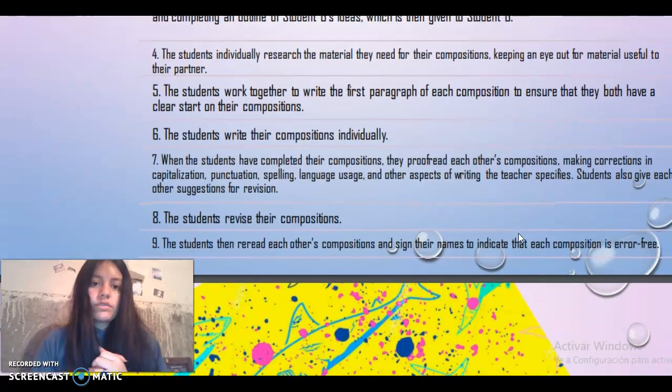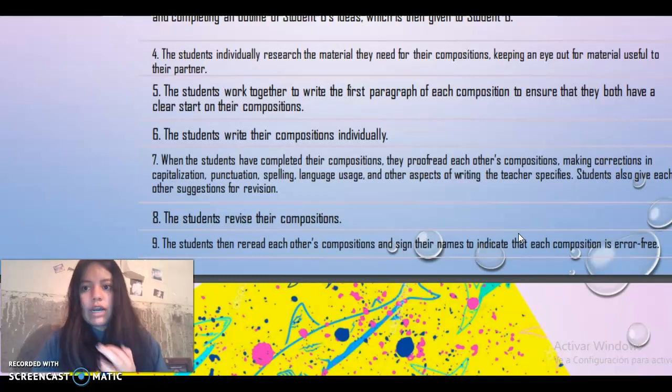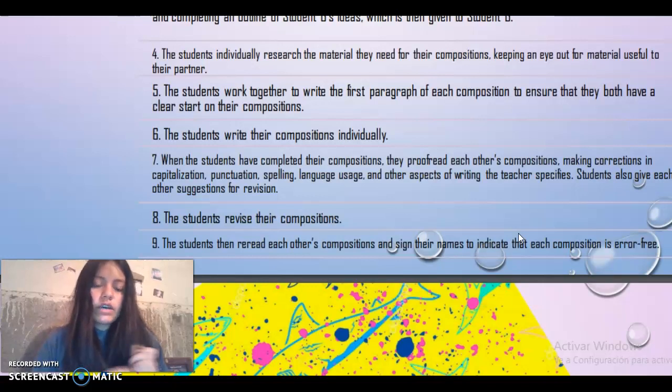The students individually research the material they need for their compositions. They're going to keep an eye out for material useful for their partner. 5. The students work together to write the first paragraph of each composition to make sure that all of them have a clear idea of what they are going to write.